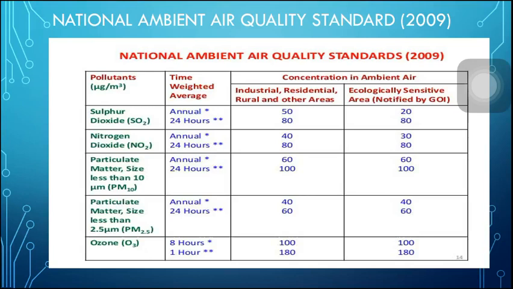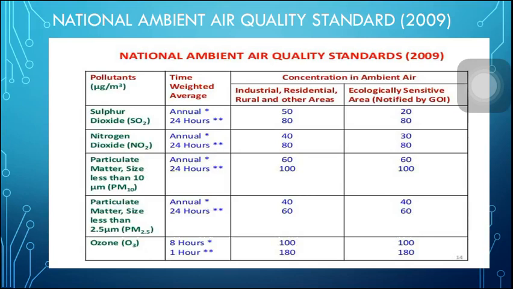The National Ambient Air Quality Standards were set on the basis of the Air Pollution Act 1981. These standards were revised in the year 2009. The categories of industrial, residential and sensitive zone in the original draft have been clubbed together to form two categories. Category number 1, industrial, residential, rural and other areas. Category 2, the ecologically sensitive area.